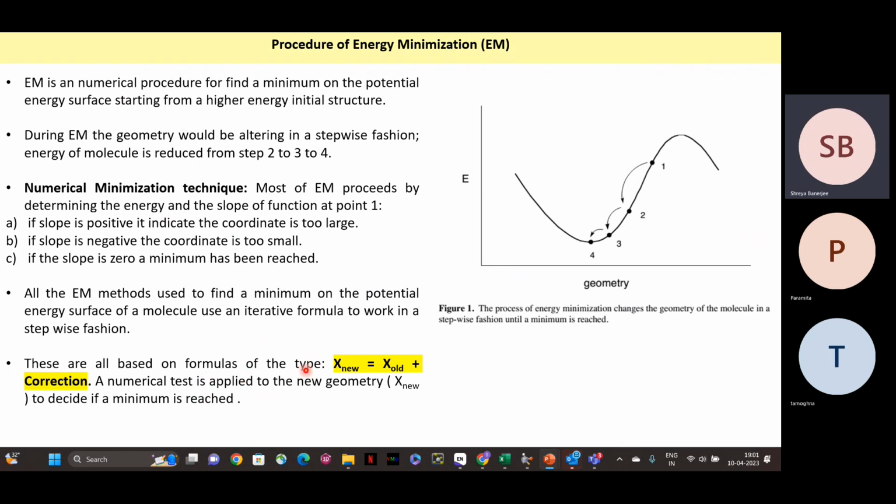All these are based on formulas of the type x new is x old plus correction. So if we consider the geometry as x, then the new x point is always the old x point plus a correction. Suppose when the system moves from 1 to 2, the parameter of 2 is the parameter of 1 plus a certain correction. So the x coordinate keeps getting corrected till it reaches a value of energy which is the lowest. And like that, this is the procedure of energy minimization.